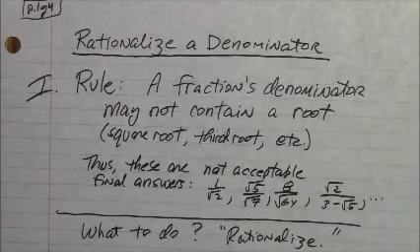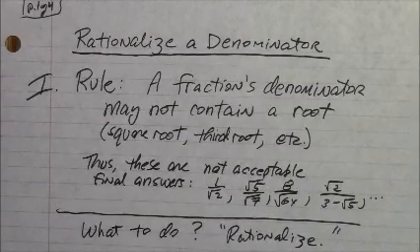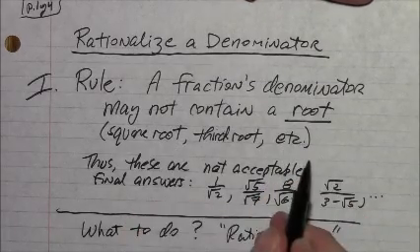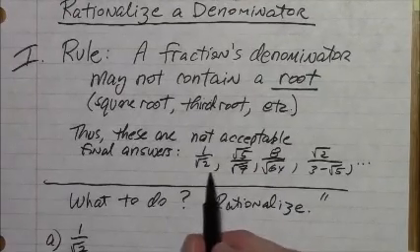We're going to rationalize denominators. The rule is that a fraction's denominator may not contain a root, like a square root or a third root. Here are the types of things not acceptable.